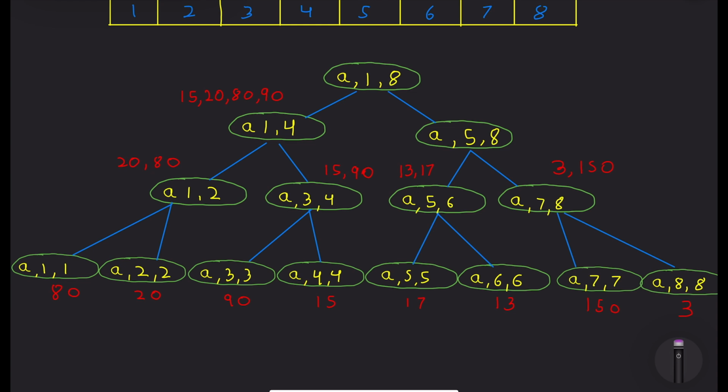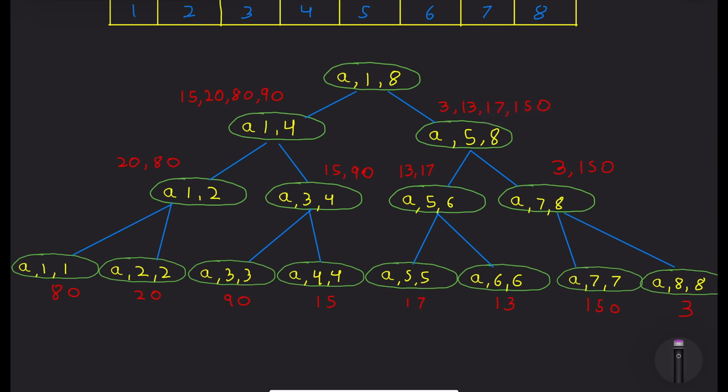On comparing the first element of both, 3 is smaller than 13, so 3 will be the first element. Now we are left with 13 and 17 on the left side and 150 on the right side. So 13 is smaller than 150, so the next element will be 13. Now we can compare 17 and 150. So 17 is smaller than 150, so 17 will be the third element and the last element will be 150.